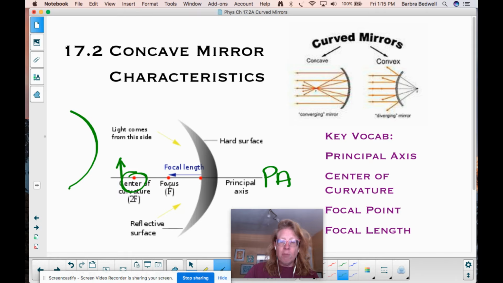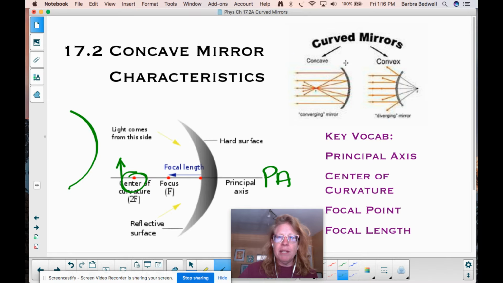The focal point of a concave spherical lens is halfway between the center of curvature and the edge of the mirror itself, the reflective surface. So if this is the radius of the sphere, the center of curvature is equal to the radius, right? We would just call that 2f. Why do we call that 2f? Because what we really care about with mirrors is where the focal point is. And that's a really important geometric point.